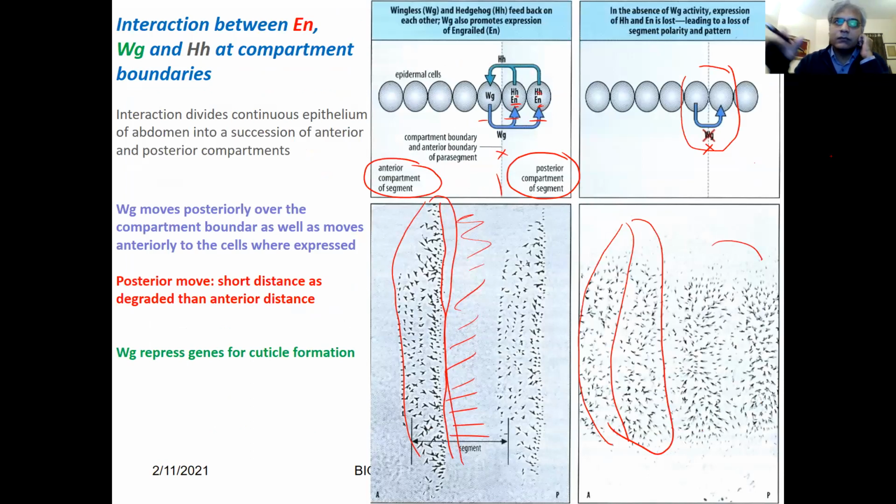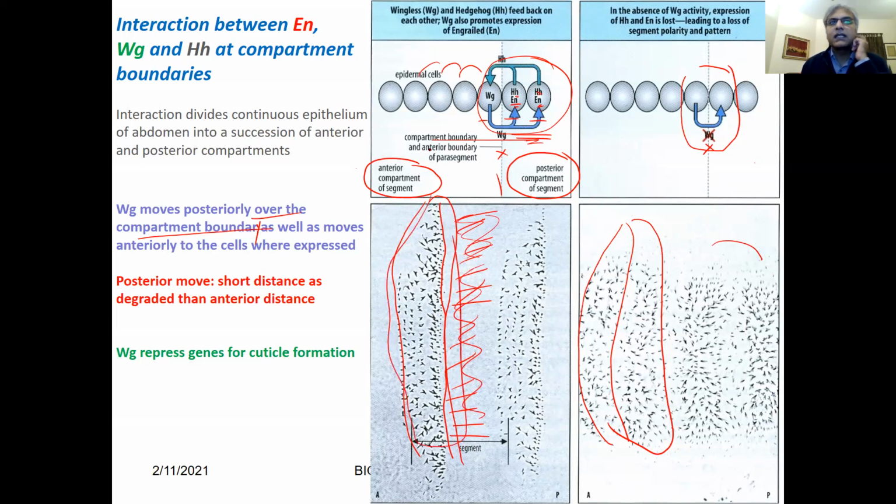So yeah, I told you already, wingless moves posteriorly over the compartmental boundary, as well as moves anteriorly to cells where it is expressed. So it moves there as well as there as well. Okay, but this crosstalk takes place only here. So wingless on this side is going to suppress the denticle belt formation, but here it induces the denticle belt.